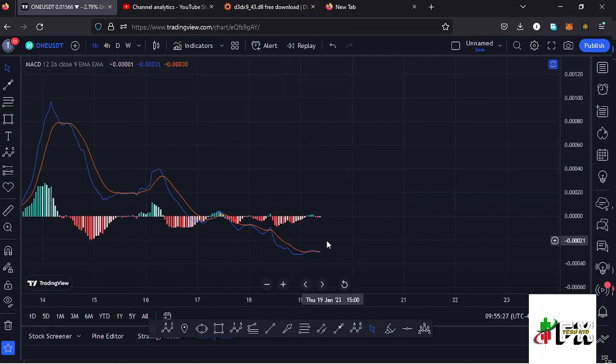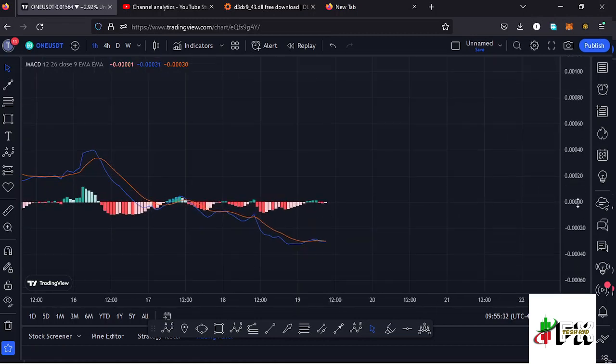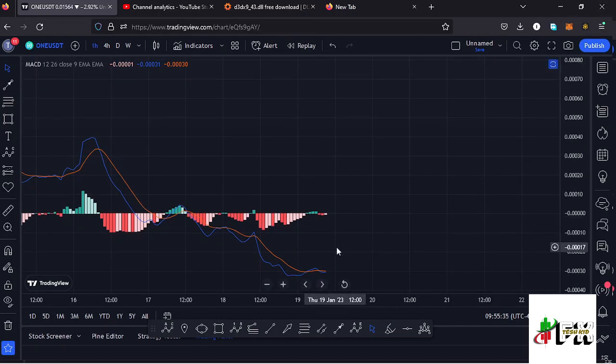And also taking a look at the MACD, on the MACD we have printed a bearish cross, meaning lower prices are coming our way. So let's be patient and see how that plays out, and I'll keep you updated.